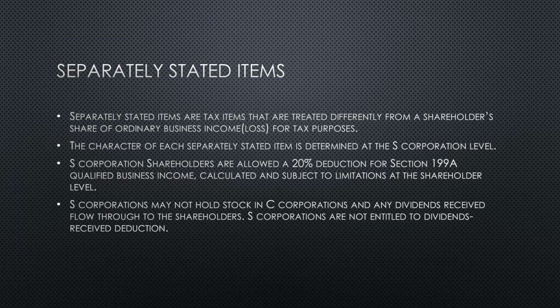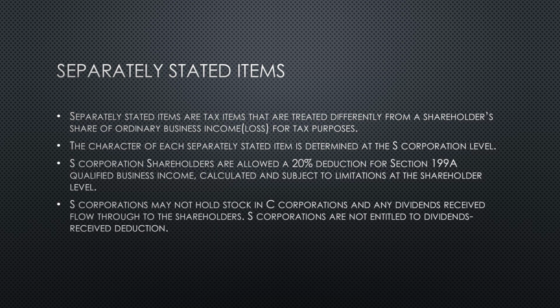Lastly, we'll talk about separately stated items. We know that separately stated items are tax items that are treated differently from shareholders' share of ordinary business income or loss for tax purposes. We know that the character of each separately stated item is determined at the S corporation level. S corporation shareholders are allowed a 25% deduction for Section 199A qualified business income, calculated and subject to limitations that are at the shareholder level.